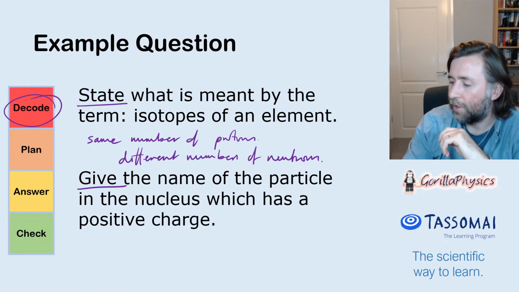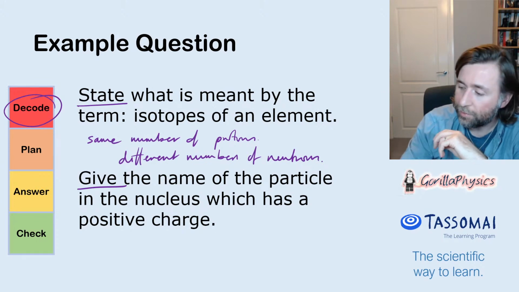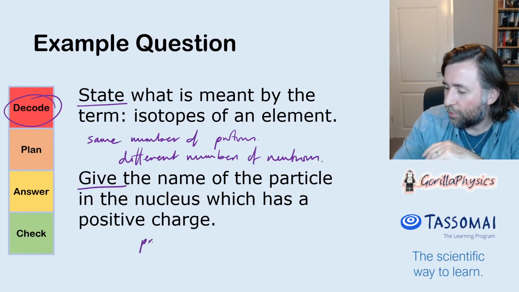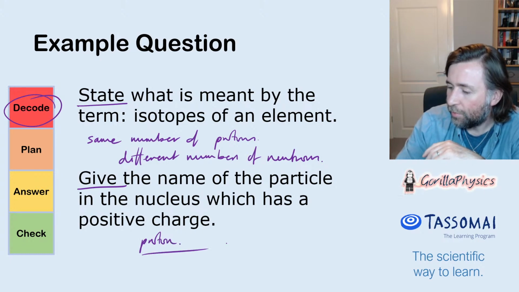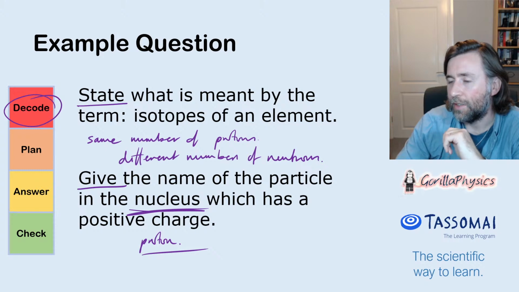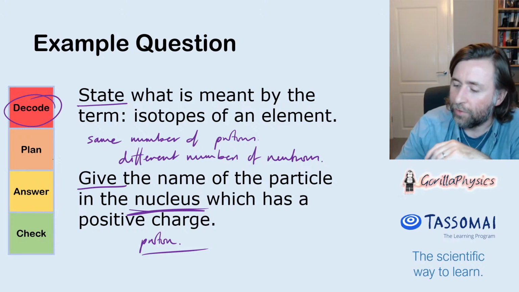Next, give the name of the particle in the nucleus which has a positive charge. That one is the proton. The particle in the nucleus which has a positive charge, that is the proton.